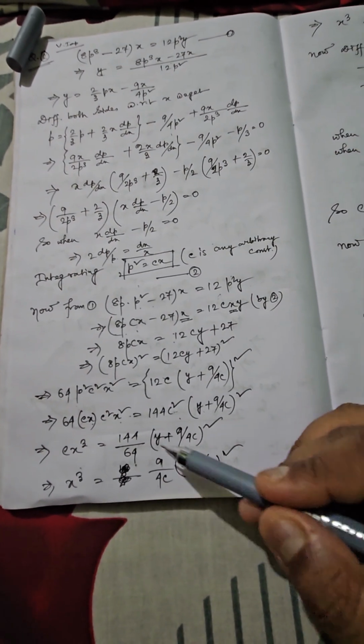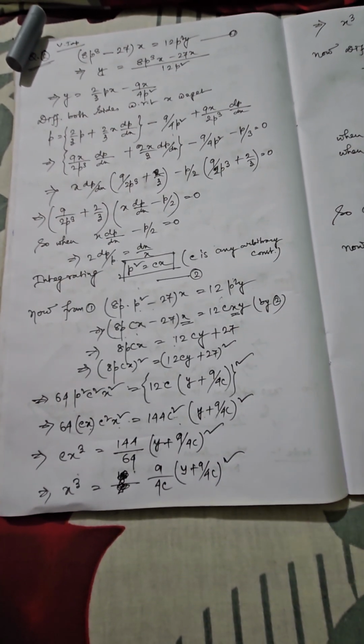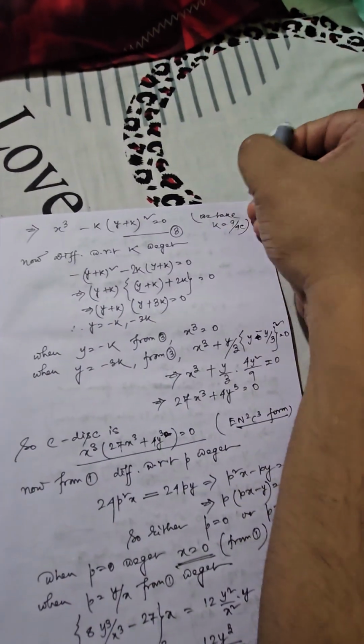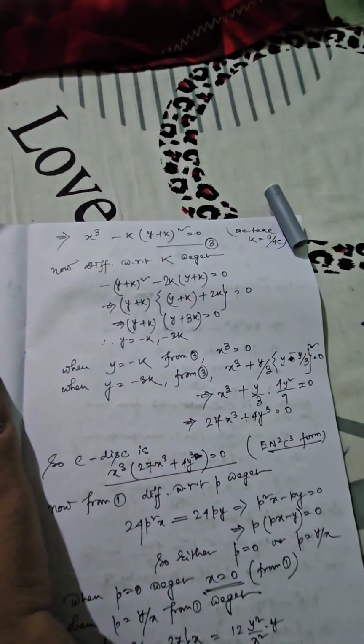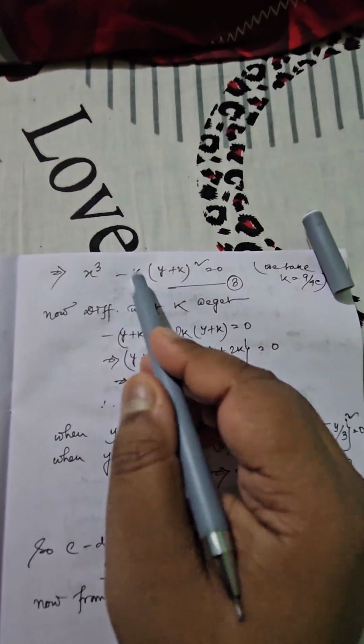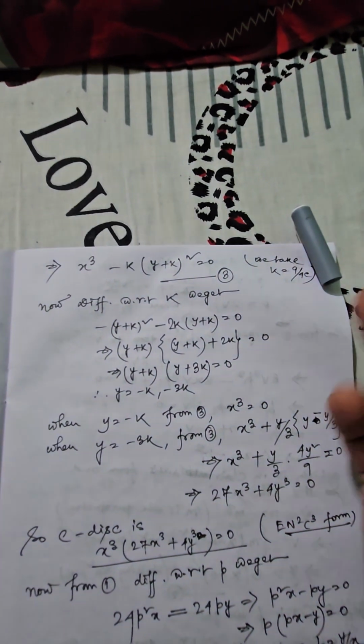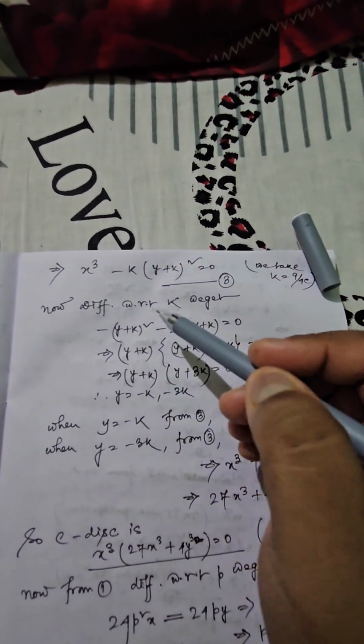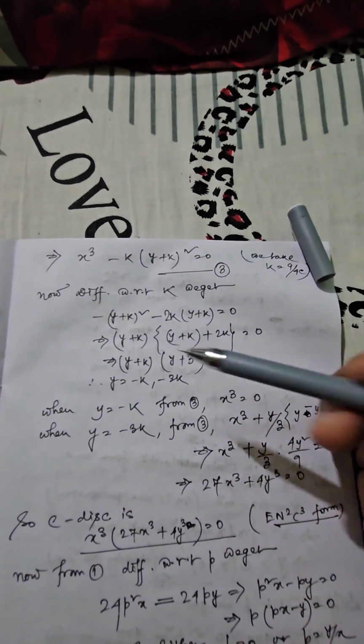So here you can see 9 by 4c can again be considered as a new constant. In the next page you will see 9 by 4c, intentionally, can be written as K, that is a new constant. So whenever we are considering this new constant, the modified equation will look like x cube equals k into (y + k) whole square. Now we can differentiate this expression with respect to k. So k is the new parameter, as if we can assume.